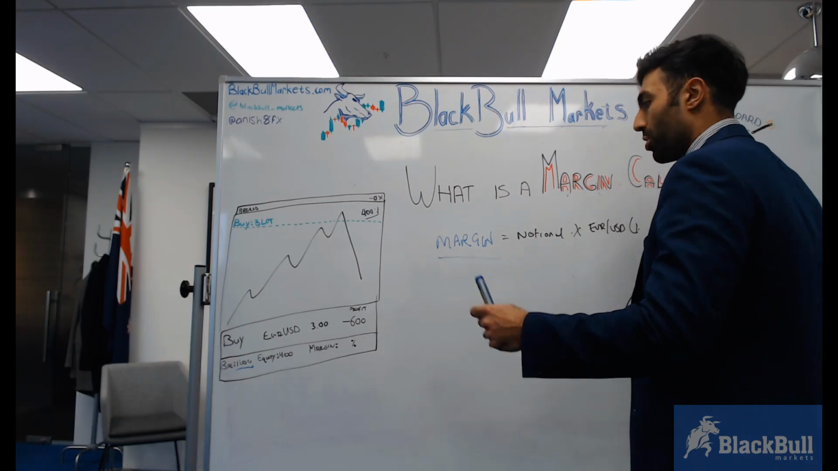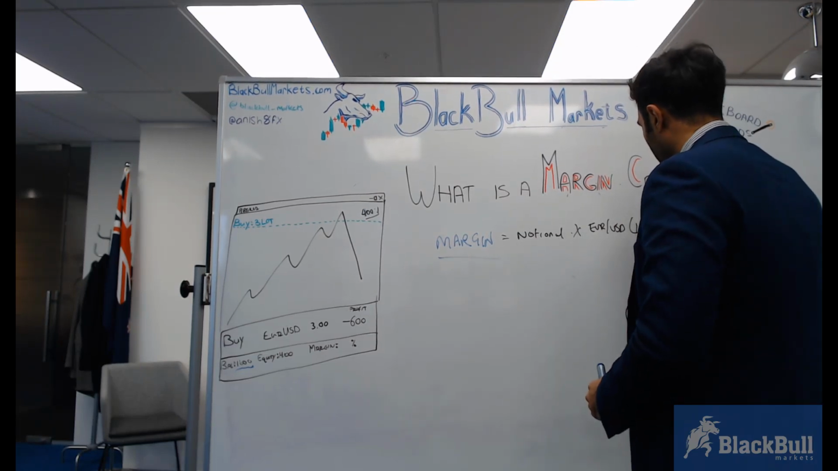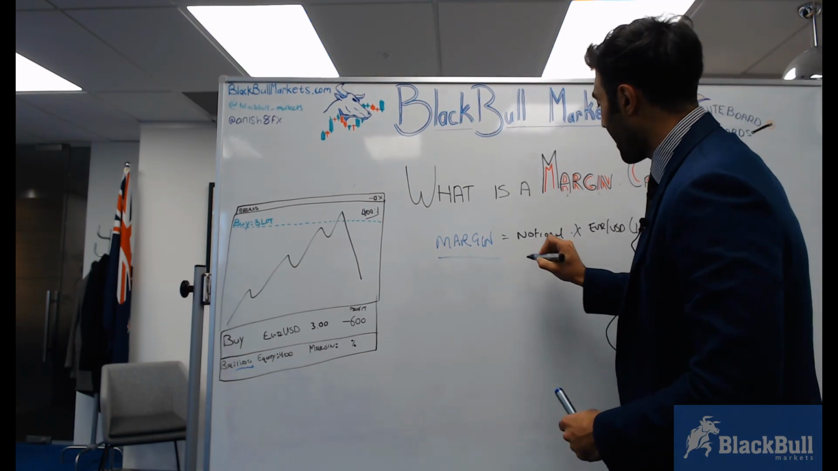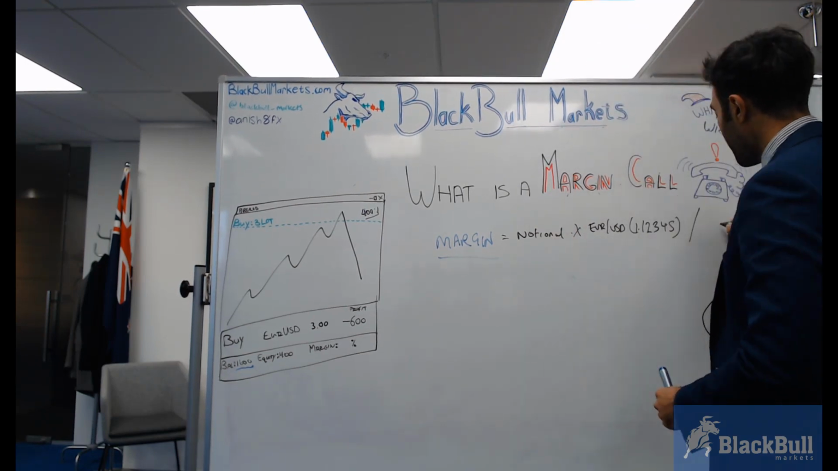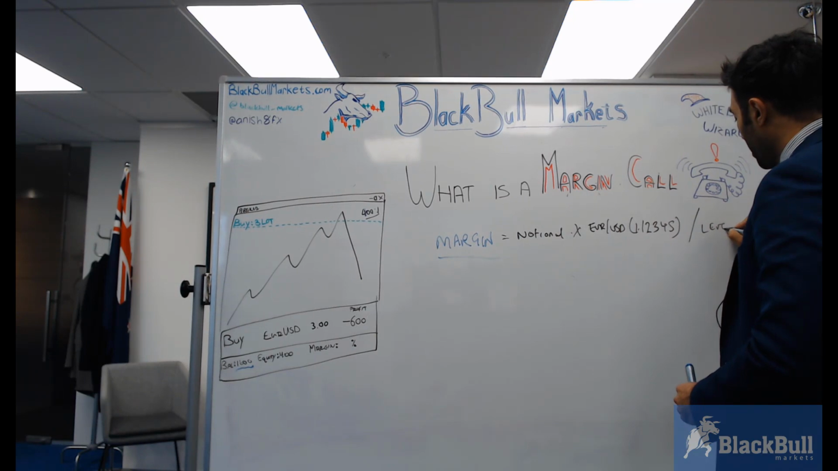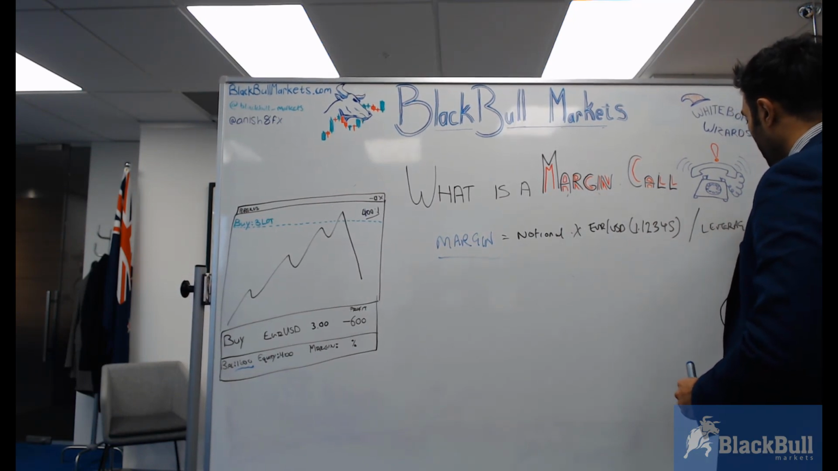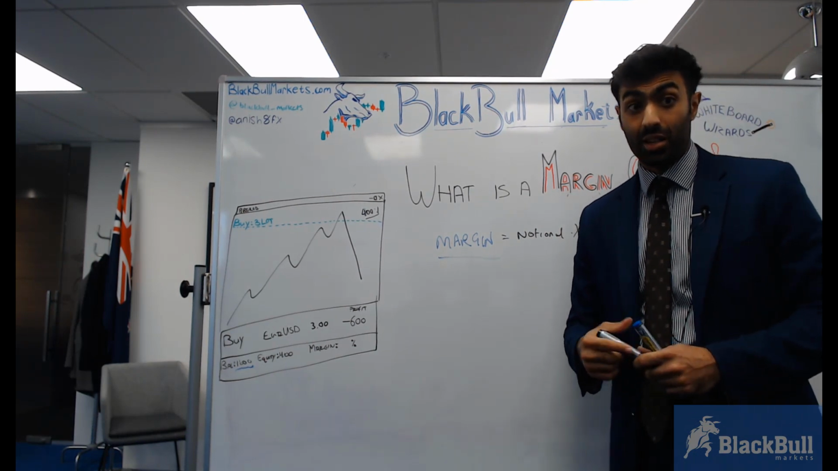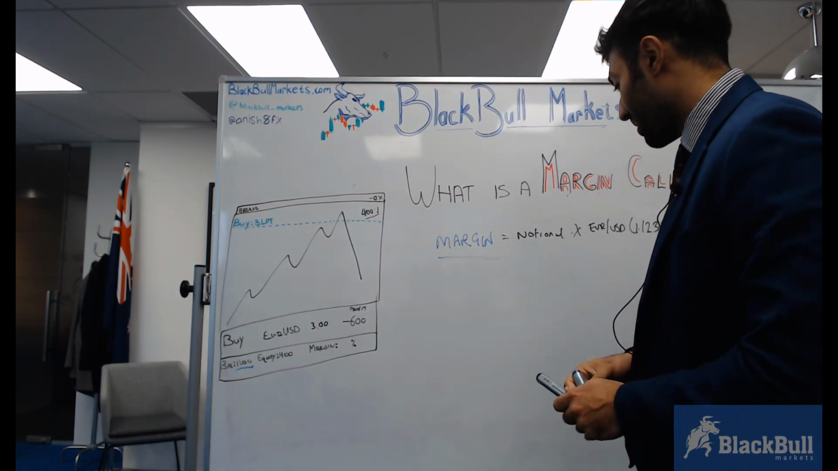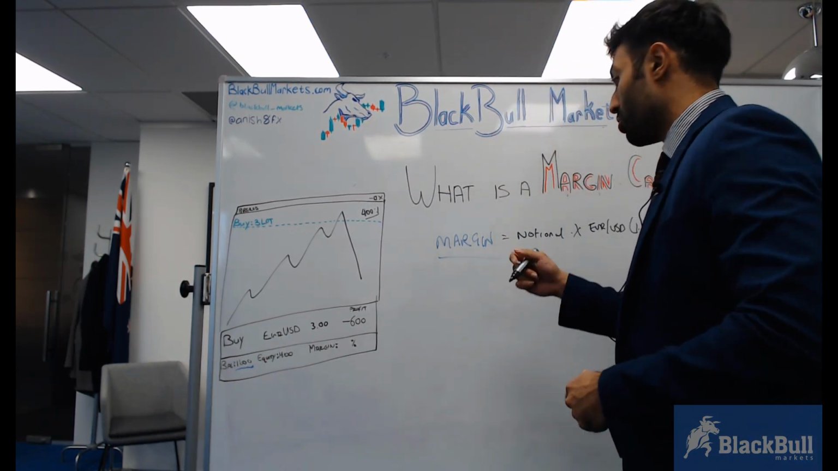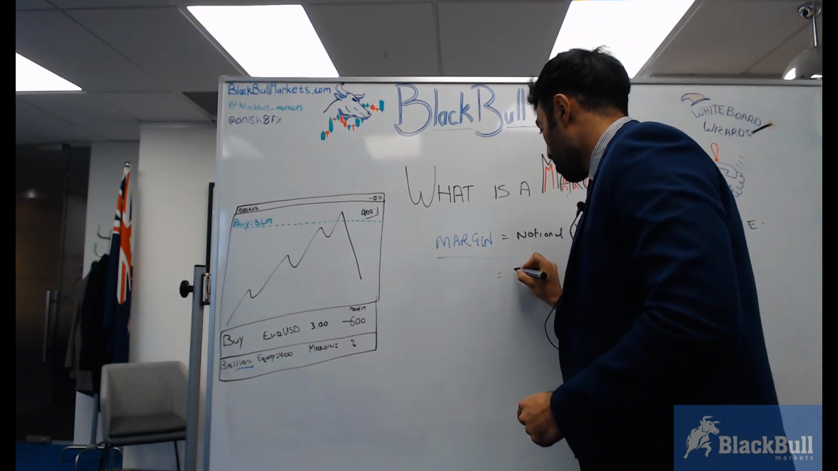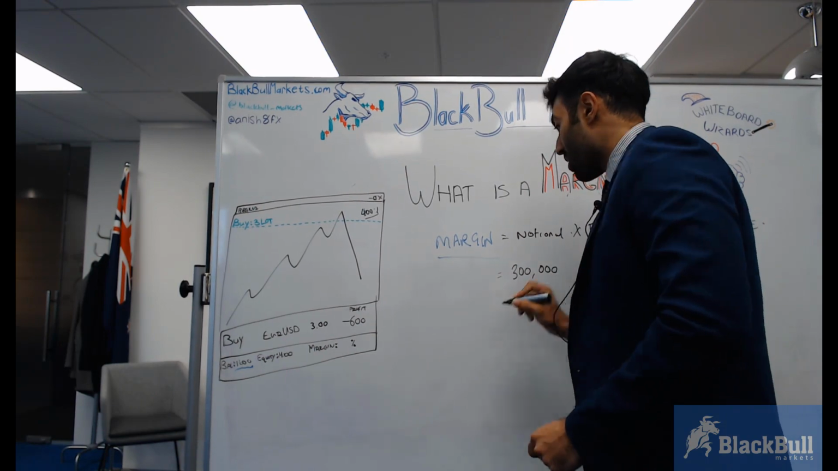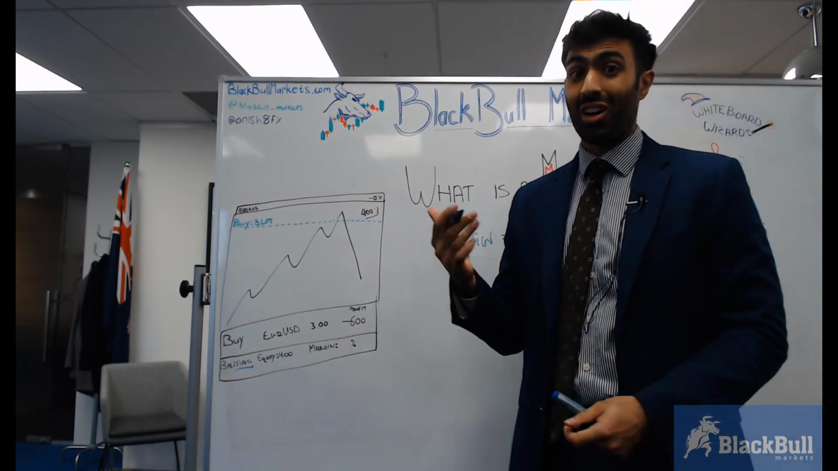And just for argument's sake, it's currently trading at 1.12345. And then this figure is divided by the leverage on your account. And that will give you the margin used for that particular trade. So let's break this down. Notional on a 3-lot trade would be 300,000. Remember, for every one lot equals 100,000.